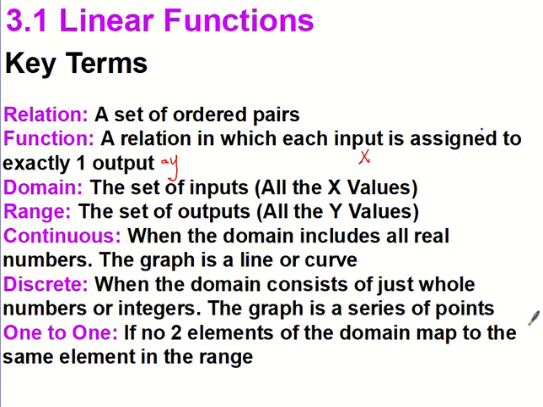And then a one-to-one is where no two elements from my domain map to the same element in my range. We'll go over that, but it just means that everything is perfectly one-to-one, where none of my x's share my y's. We'll look at what that looks like. It's where my x's do not share any of my y's.